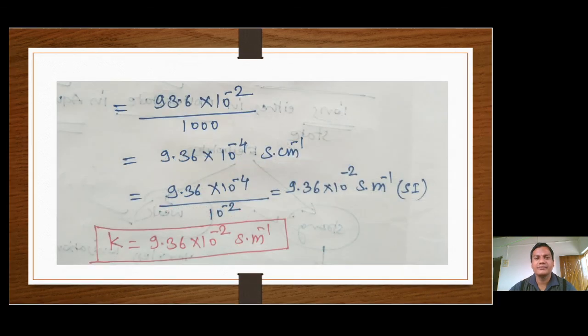So we will get 93.6 into 10 raised to minus 2 upon 1000. So it is 9.36 into 10 raised to minus 4 Siemens per centimeter. And when we have to convert it into Siemens per meter, that is the SI unit, then we have to divide it by 10 raised to minus 2, and we will get the final answer, 9.36 into 10 raised to minus 2 Siemens per meter. In this way you can calculate the specific conductance. Now we will see the next numerical.